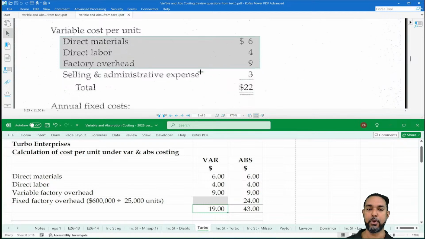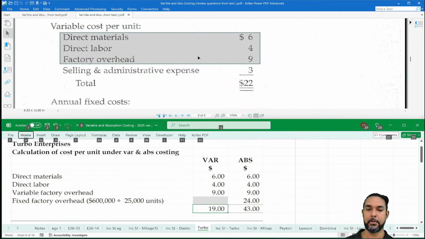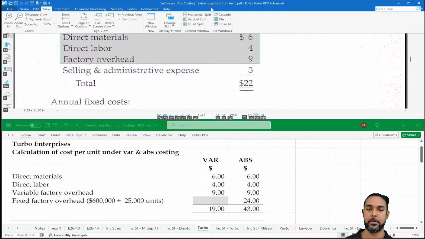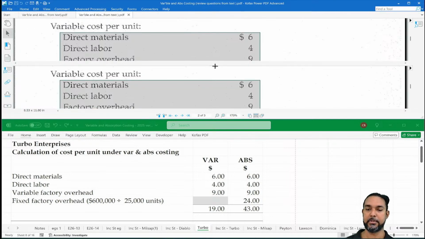Under the absorption costing, hold on, sorry. Give me one sec. I'm going to just split the page.